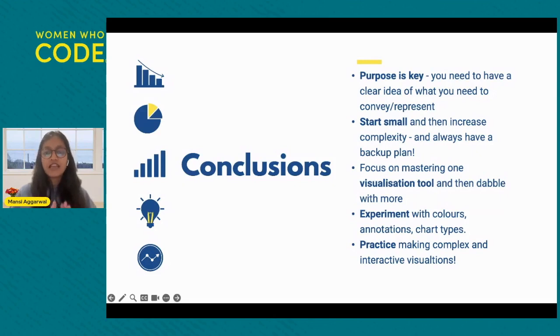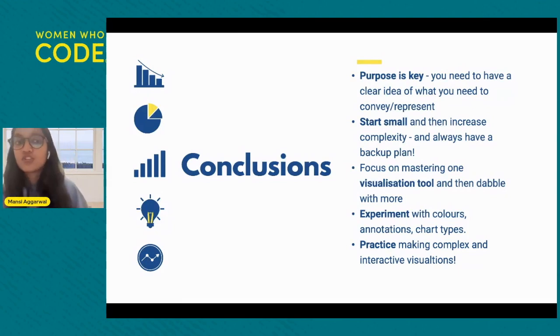Experiment with colors, annotations, chart types. Maybe you would want to have specific custom fonts for yourself. Maybe download fonts. There are libraries to set fonts for your visualizations. Maybe you want to have a palette that you want to try, and you can create your own palettes with a set of colors that you want to have in your visualizations. Or you can have a branding guideline which uses colors from your own brand and logos. So experiment with all this.